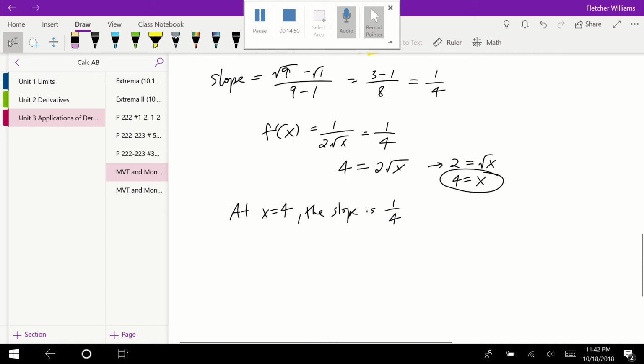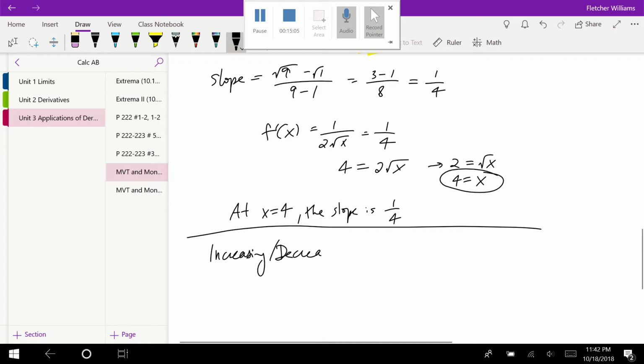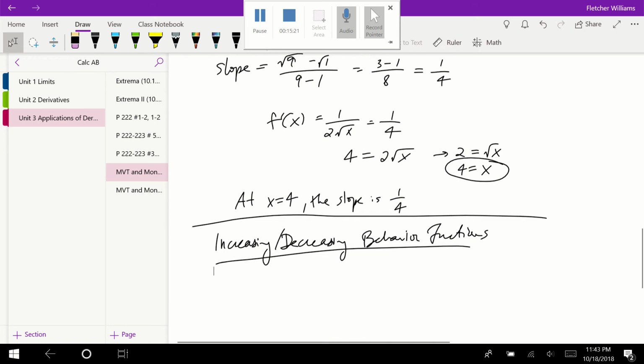Okay. So we're going to talk about increasing and decreasing behavior. So let's write that out. Increasing, decreasing, like going up or going down. That's what we mean here. Getting to bigger y values or to smaller y values. So we say this.